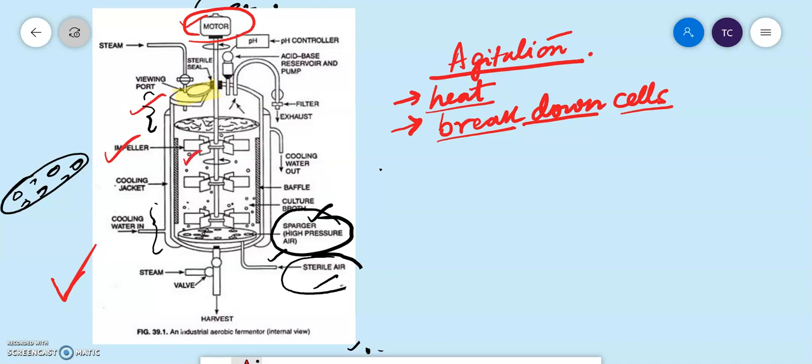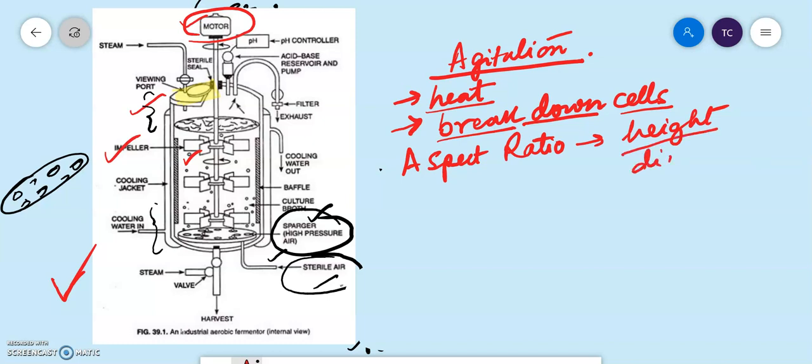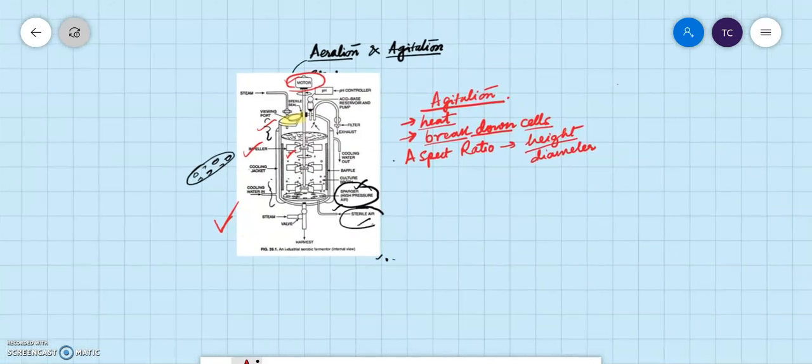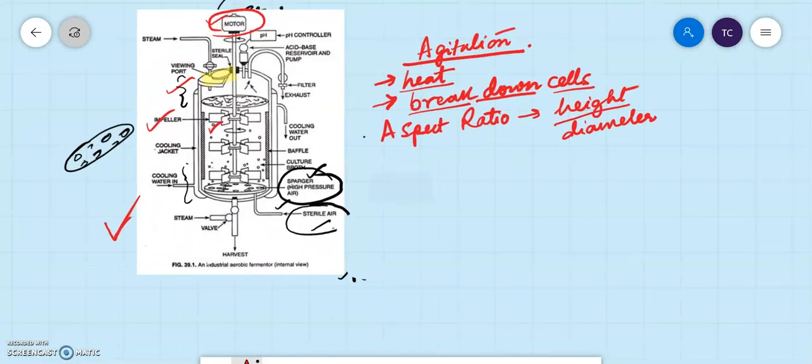Here one thing I will just, before I move on to the other aspect, you have to know about the aspect ratio. What is your aspect ratio? It is height is to diameter of the fermenter. And this is very important for the construction of your impellers. Why is it important?